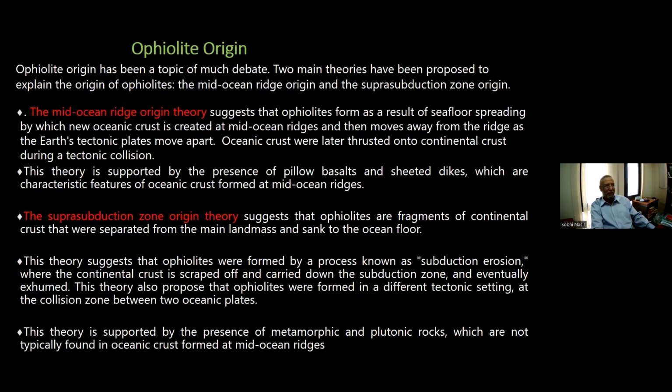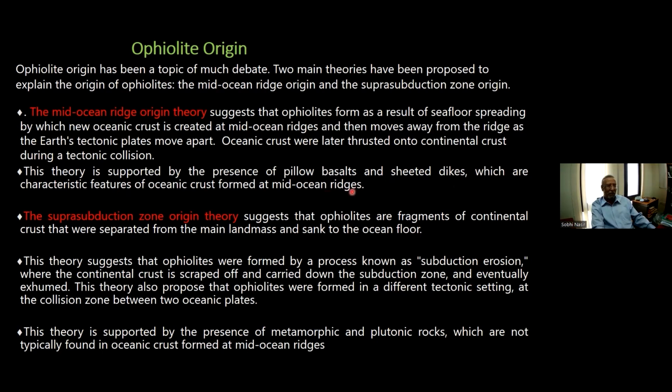Now, the origin of ophiolite has been a topic of much debate, actually, and two main theories have been proposed. One of them is the mid-ocean ridge theory, which suggests that ophiolite form as a result of seafloor spreading, by which new ocean crust is created at the mid-ocean ridge, and then moves away from the ridge as the earth's tectonic plates move apart. And the theory is supported by the presence of pillow lava, pillow basalt, and sheeted dikes, which are characteristic features of oceanic crust formed at mid-ocean ridges.